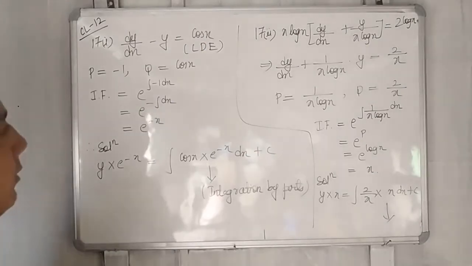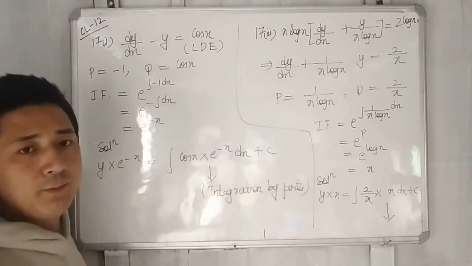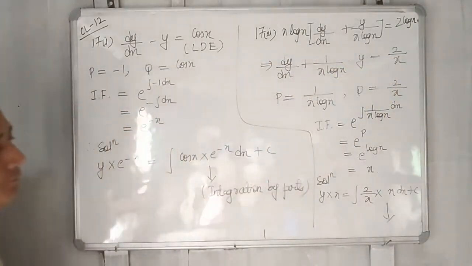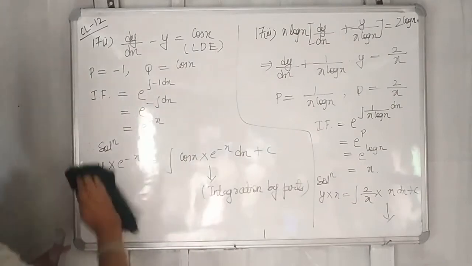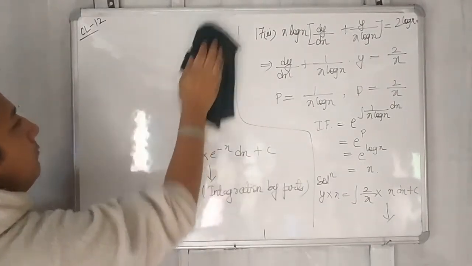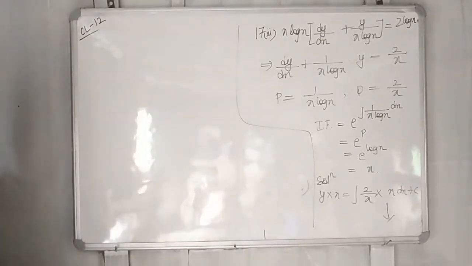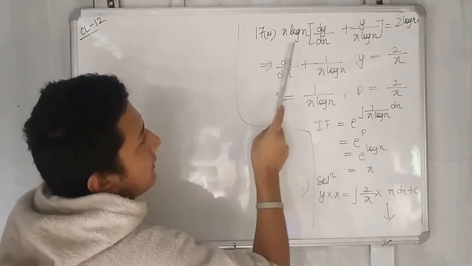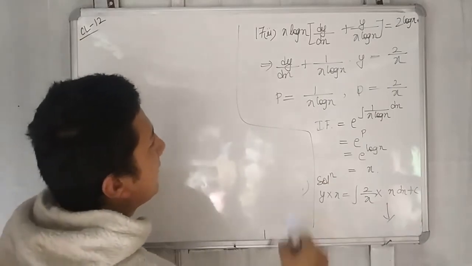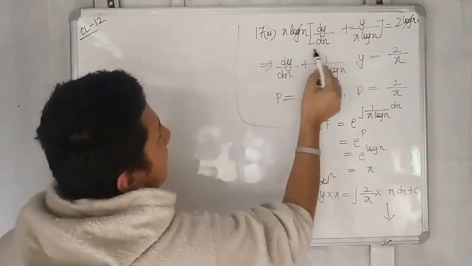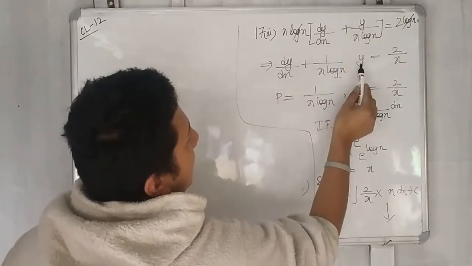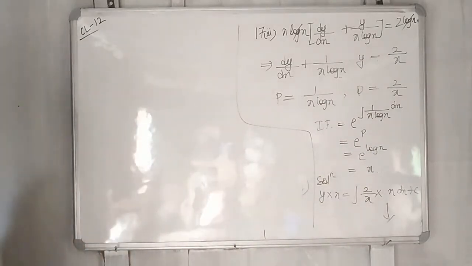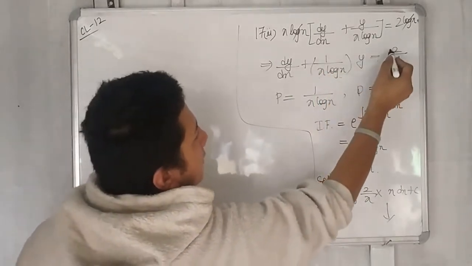Alright, I hope you have noted down. Now we move to 17 part 2. In 17 part 2, please take x log x common first. So once you take x log x common, then you'll be getting this line. And after that, once you take common, this and this get cancelled out. So log x and log x get cancelled out. So therefore I get dy by dx plus 1 by x log x into y is equal to 2 by x.